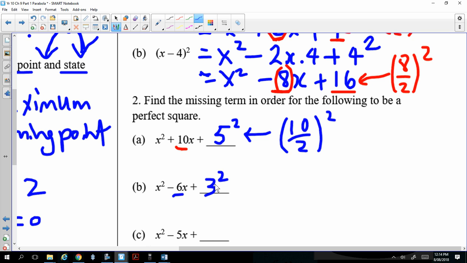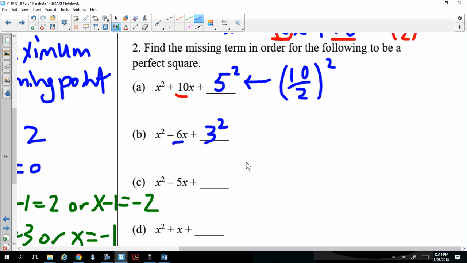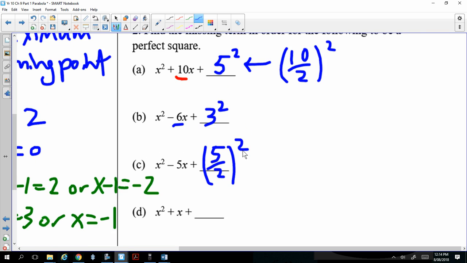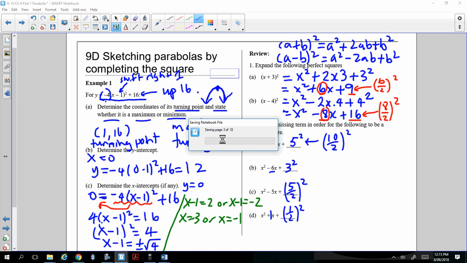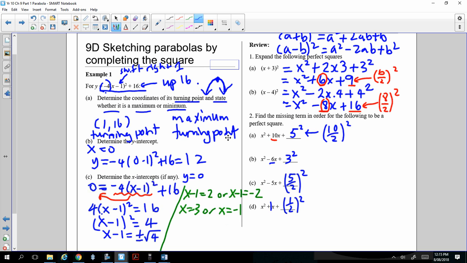6.25, or you can just go 5 over 2 squared, like that, if it's odd. And the last one, that's 1, so therefore you go 1 over 2 squared. 0.25. Okay, alright, so you just have to add this. Any questions? Now we know how to complete the square. We now have to move on to sketching parabolas using the completing the square form. Two more examples. Alright, hopefully you're finished. Let's move on.